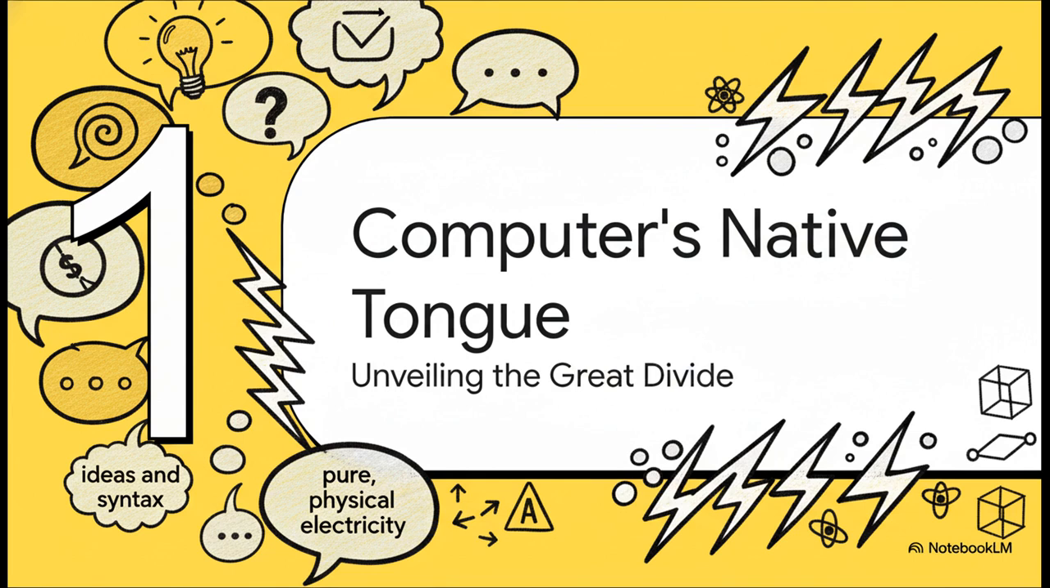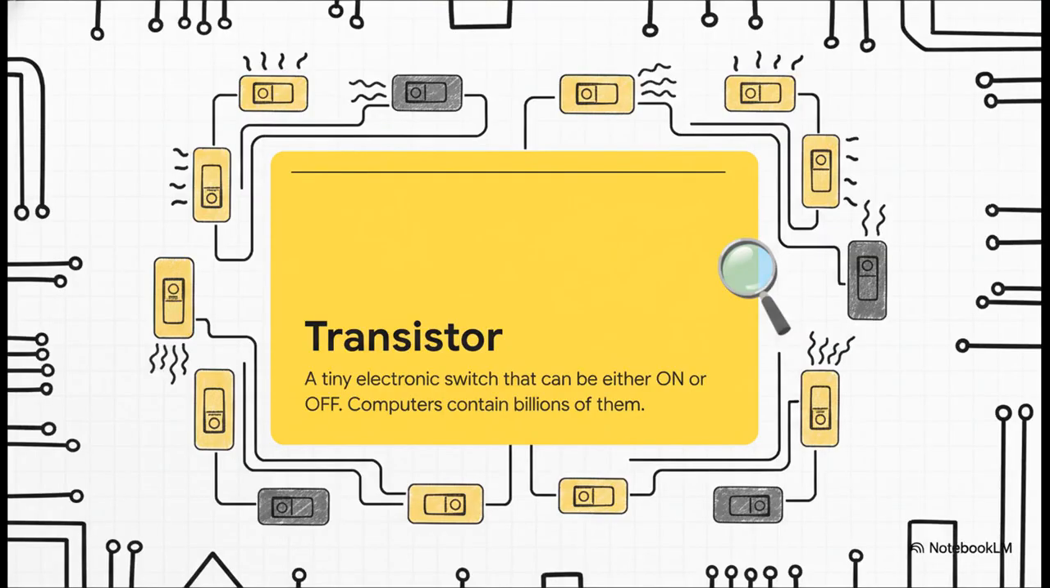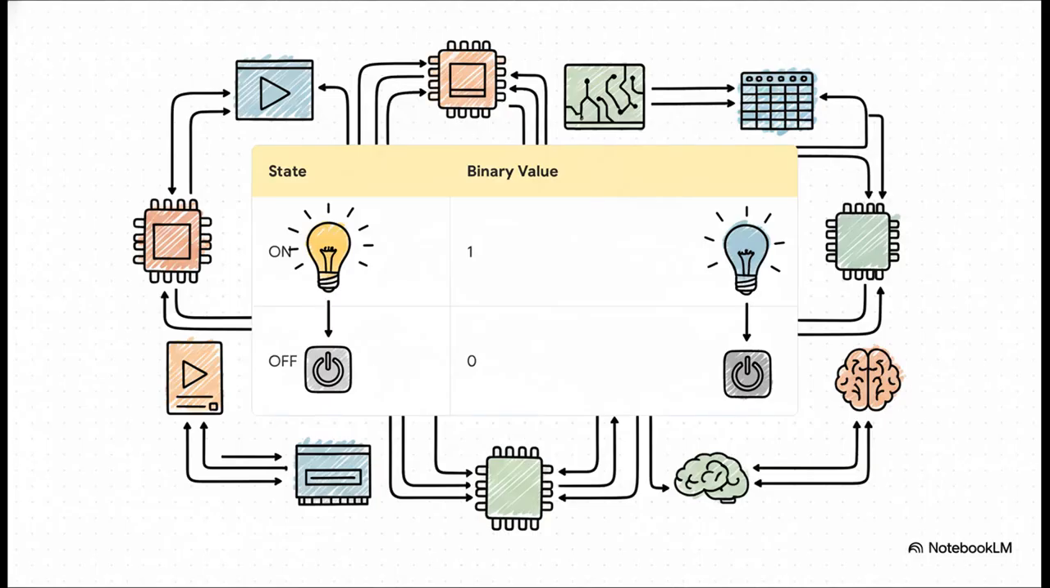Our world is full of concepts, grammar, and ideas. Theirs, it's just raw electricity. It's wild to think about, but if you could shrink down and look inside your computer's processor, you'd just see billions, literally billions, of these things called transistors. And all they are, really, are microscopic little switches. Super fast light switches, basically. They can either be on or they can be off. That's it. And we as humans represent those two states, on and off, with a 1 and a 0. This is the computer's native tongue.